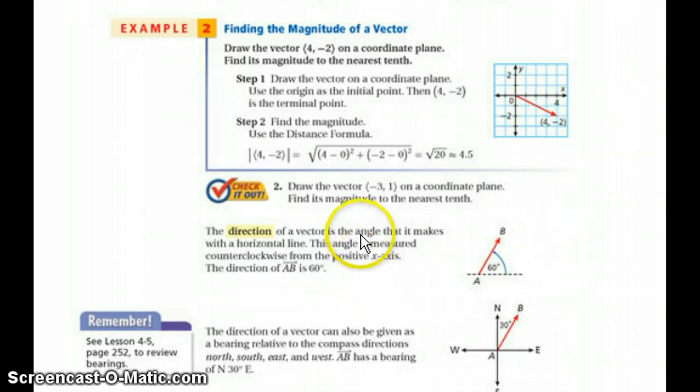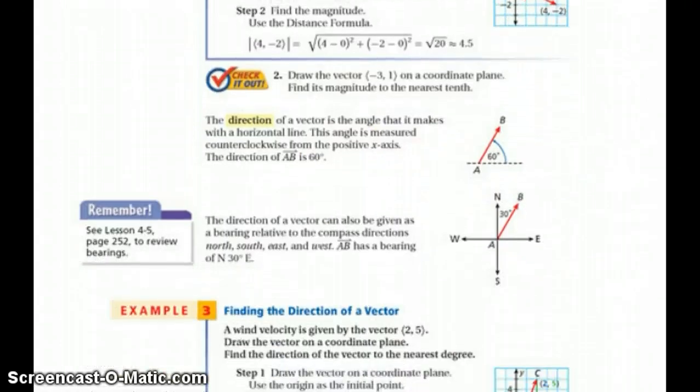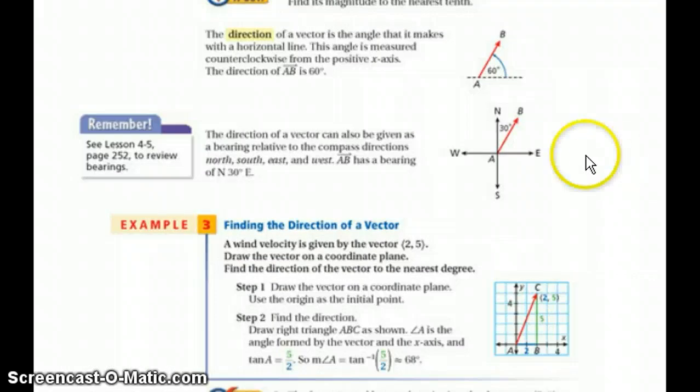The direction of a vector then is an angle that it makes with the horizontal line. So in this case, we have a couple of examples here. In this case, our horizontal line is here, and we're going up 60 degrees. And so we would say that the direction of vector AB is 60 degrees.